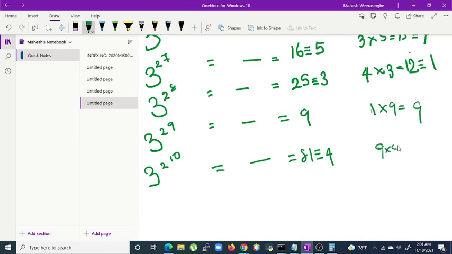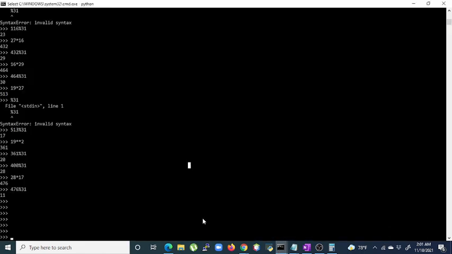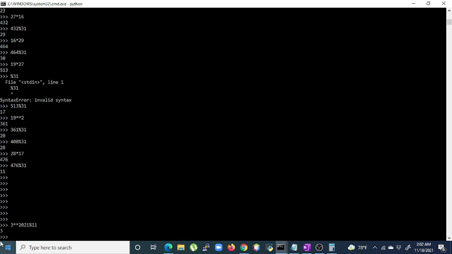9 into 4 is 36. So when I apply the mod operator here, it should be 3. So this should be the answer. But let me check that answer using the Python interface here. Our value is 3 to the power 2021 modulus 11. Yeah, the answer is 3. So that means our answer is correct.